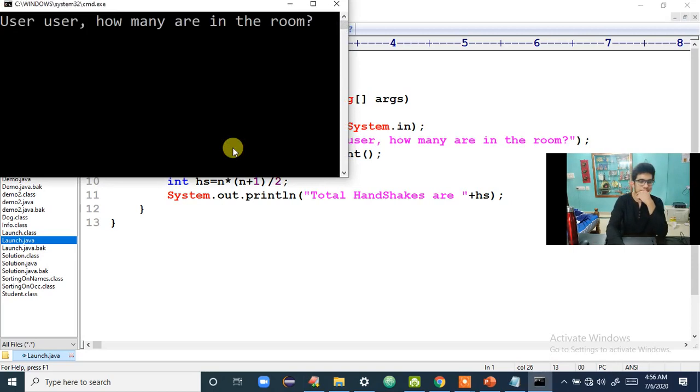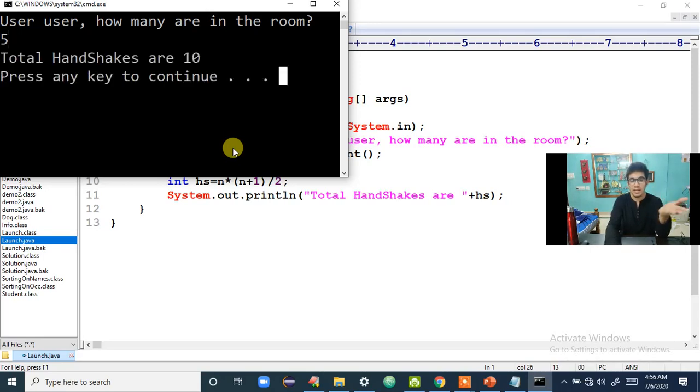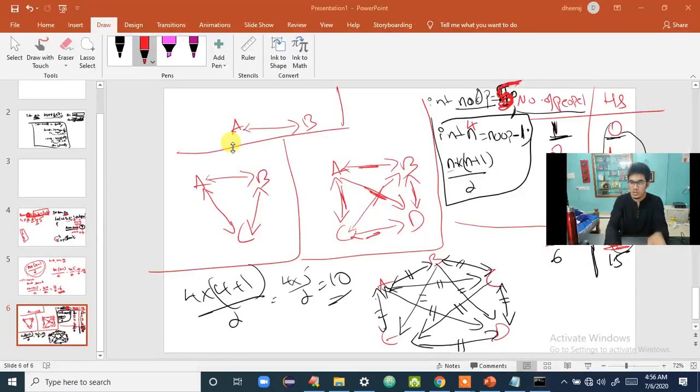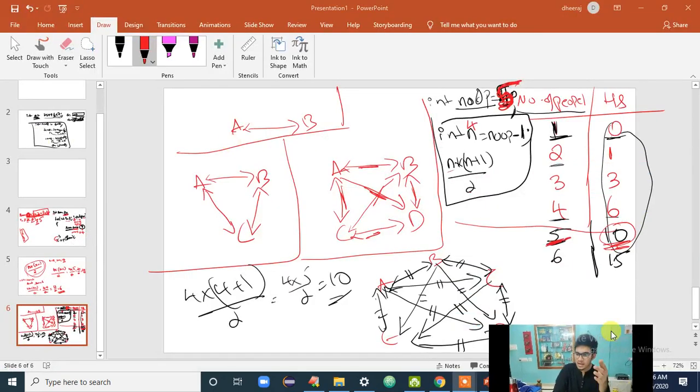User, you know how many people are in the room? I'll tell 5 people are there in the room. When I tell 5 people there in the room, what will this do? It will take that 5 and store it in number of people. Then the number of people minus 1 is stored in the n value. Then that n value is the sum of first n numbers we are doing, and the total handshakes are 10. For 5 people, if you notice, total handshakes are 10.